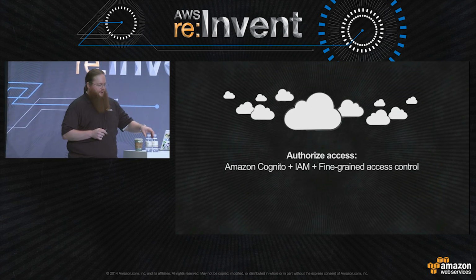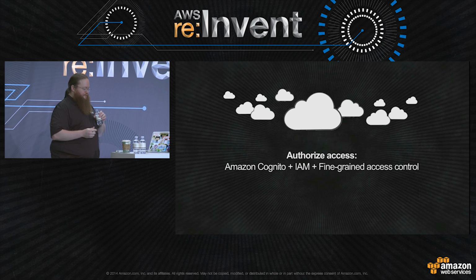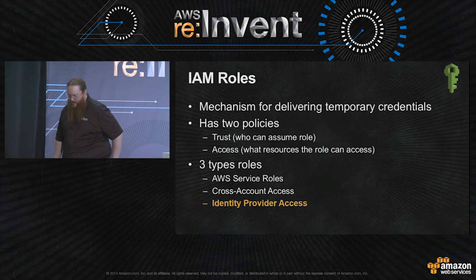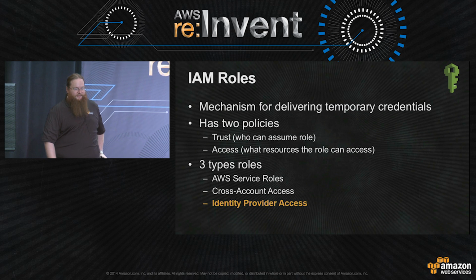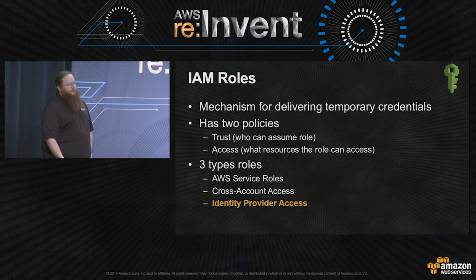Now that we have our login and our authentication handled, let's talk about how we can authorize access and restrict access. The way we do that is via IAM roles and Web Identity Federation. If you're not familiar with IAM roles, it's the way that we deliver temporary credentials in a number of ways. There are two policies associated with the role.